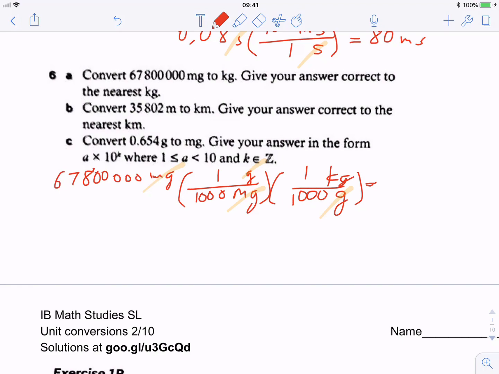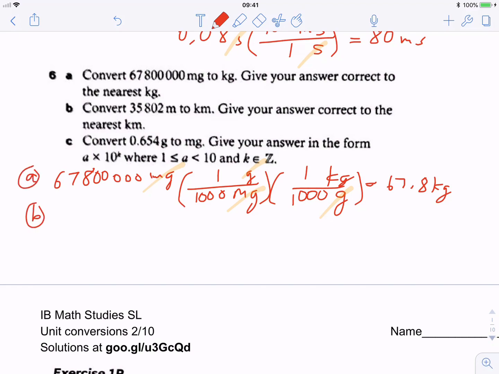And then we can multiply all the tops, 67,800,000 divided by 1,000 divided by 1,000. That would give me 67.8 kilograms. Okay? B, that was A.